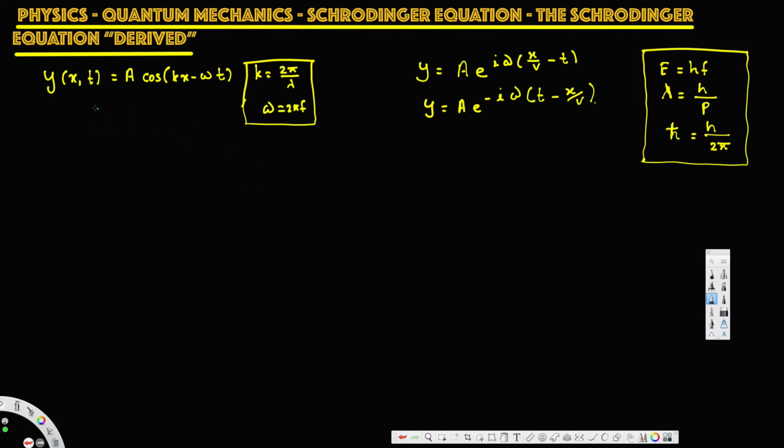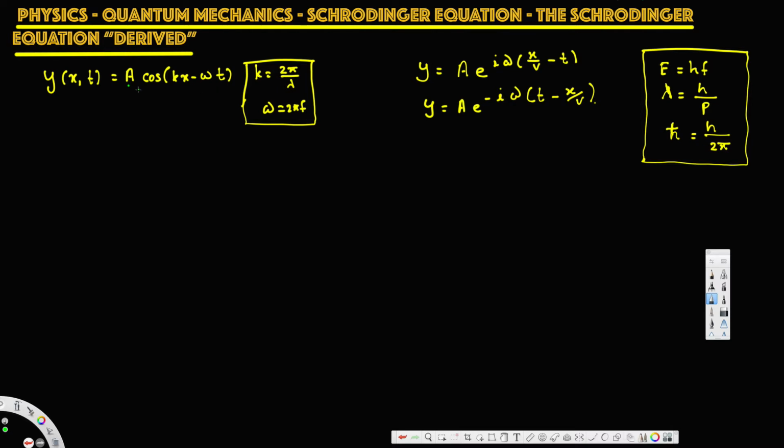Now here you can see this is the general mechanical wave equation, and the terms are like, let's look at this one. This is amplitude, this is the wave number, this is position, omega is the angular frequency, t is the time, and k is given by 2π over lambda, omega is equal to 2πf.